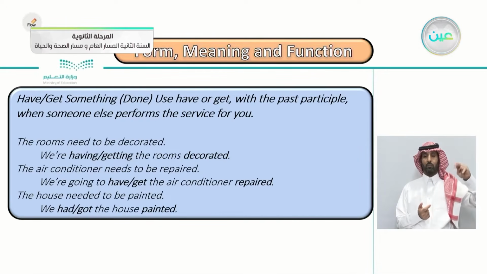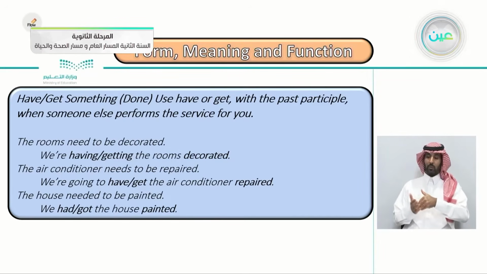The second example: the air conditioner needs to be repaired. How do we write it? We're going to have or get the air conditioner repaired. Both are the same, with the past participle repaired. Third example: the house needed to be painted. We had or got the house painted.